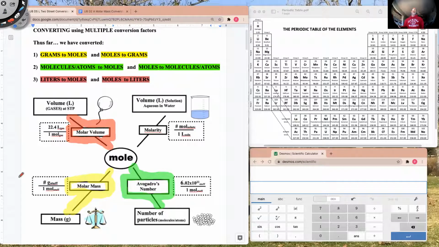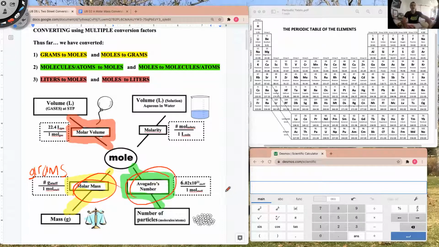So that's right. We have three conversion factors that we've learned. We've learned molar mass, we've learned molar volume, and we've used Avogadro's number. Molar mass was used when we wanted to find out the amount of grams. When we're working with grams, that's molar mass. You get that number from the periodic table. Yes, excellent. Periodic table, molar mass.